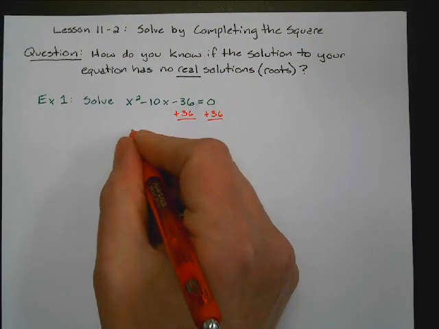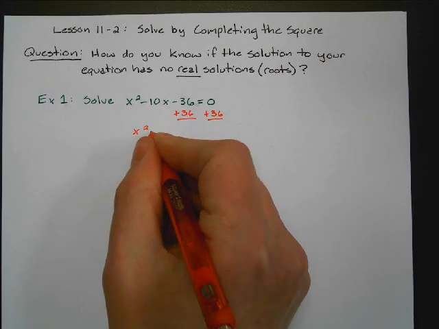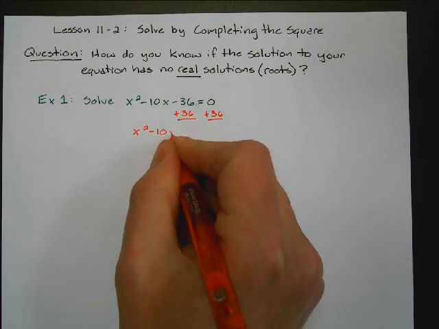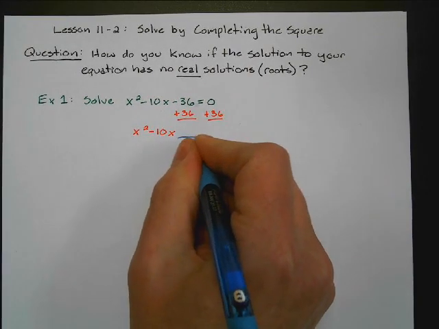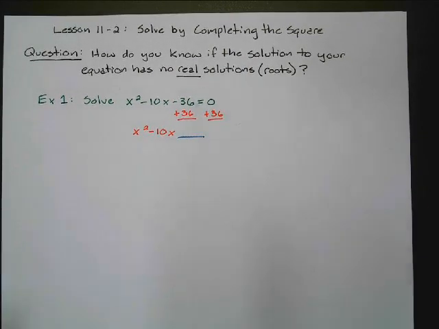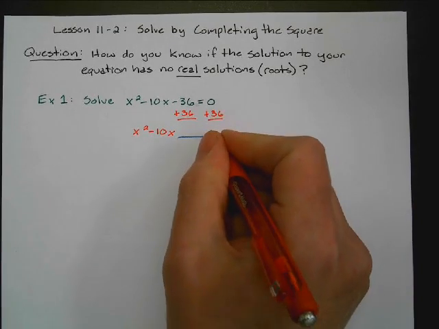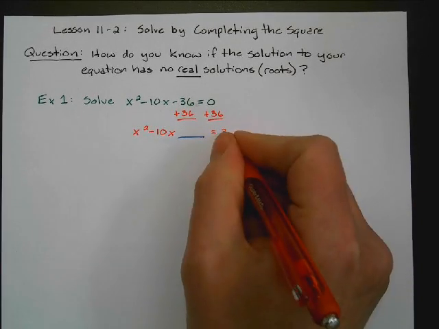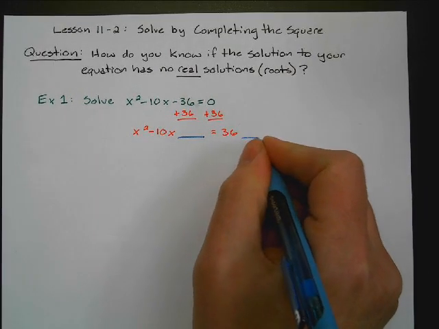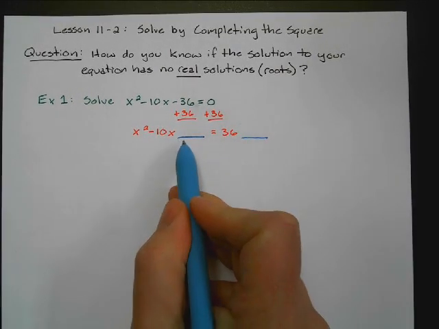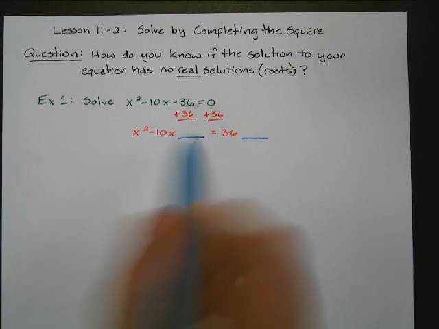That yields x squared minus 10x. I'm going to leave a little bit of a blank here because I'm going to need that in a second. Equals 36. And then I'm going to leave a blank there. And what's going to go into that blank is the number that completes the square.